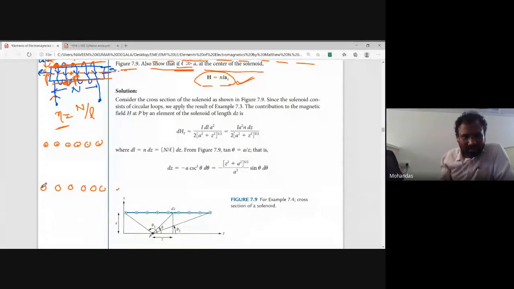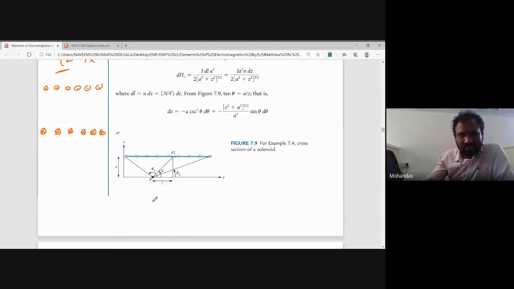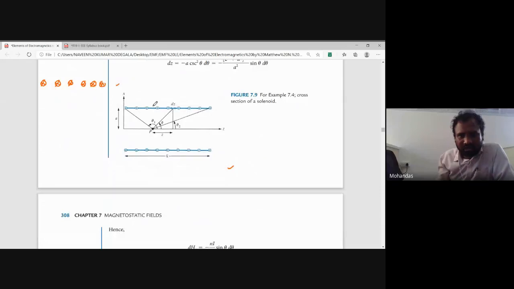Inside a circle, a cross. Inside the circle, a cross symbol. So what does this diagram represent? A cross-sectional view of this.